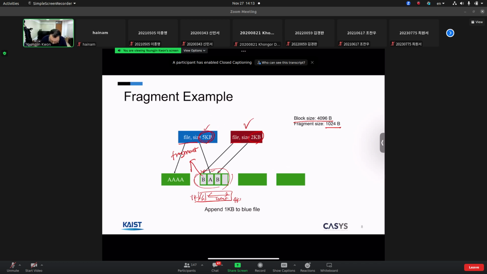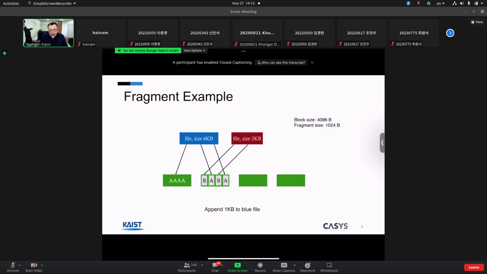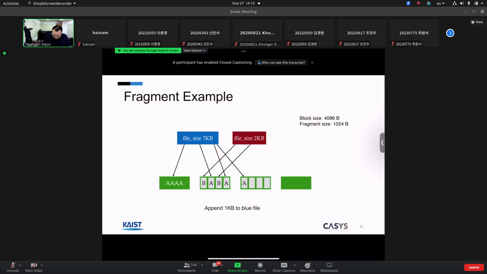Okay, so this 2 kilobyte file previously took a 4 kilobyte chunk, but now these 2 files share it. Then when you append 1 kilobyte to this blue file, it allocates new fragments and creates a mapping. Let's say we append 1 more kilobyte to the blue file, then it creates a new block and chunk. Create a new block and allocate this 1 fragment.